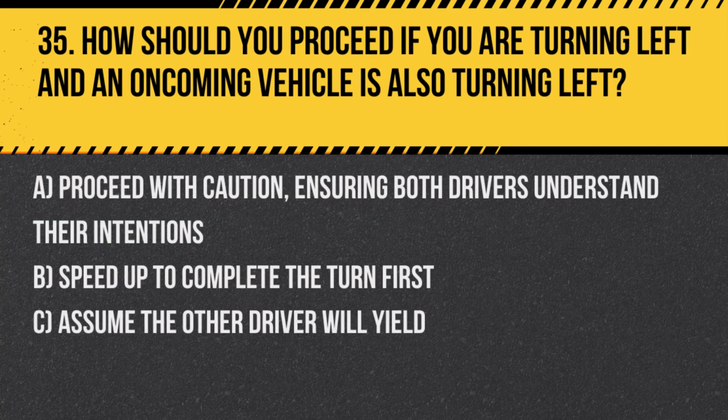Question 35. How should you proceed if you are turning left and an oncoming vehicle is also turning left? A. Proceed with caution, ensuring both drivers understand their intentions. B. Speed up to complete the turn first. C. Assume the other driver will yield. Answer A. Proceed with caution, ensuring both drivers understand their intentions. When both you and an oncoming vehicle are turning left, it's important to make eye contact if possible and proceed with caution to ensure both drivers are aware of each other's intentions and can safely make the turn.